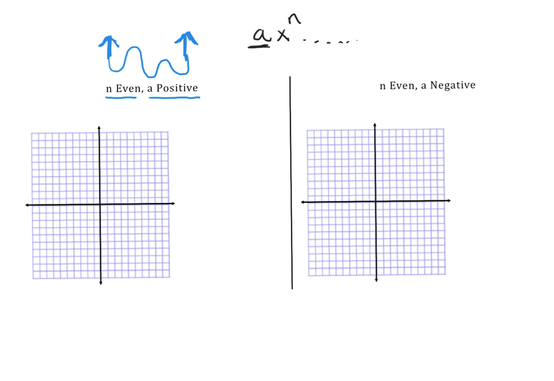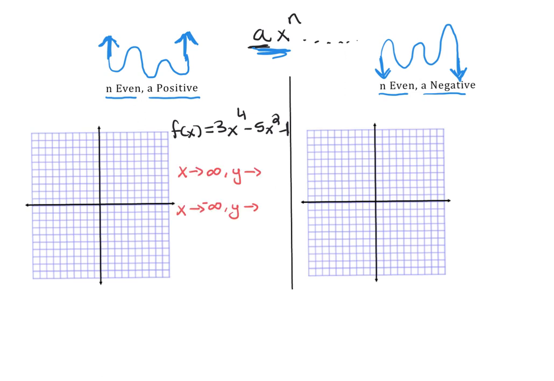And then on the other side, when n is even, but a is negative, so if that leading term has a negative coefficient, the end behavior will be going towards negative infinity. So in between, it could be doing lots of things, but the leading term tells you about the end behavior. So the first function is f of x equals 3x to the 4th minus 5x squared minus 1.